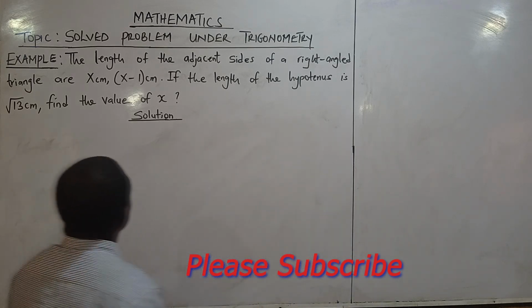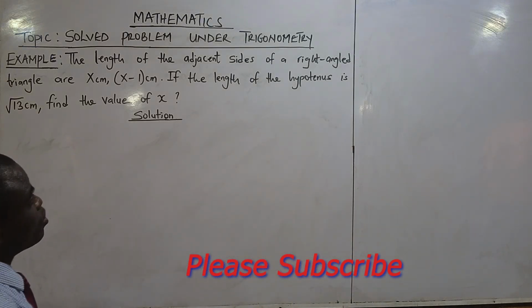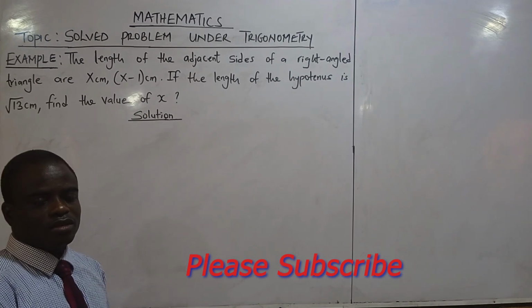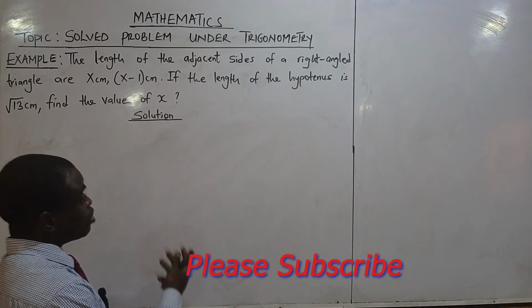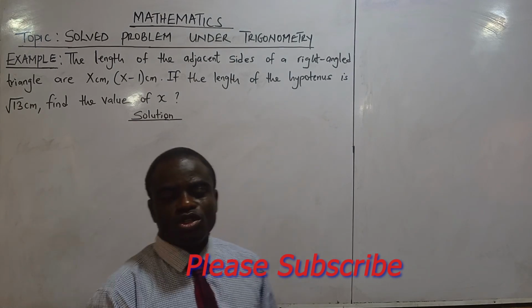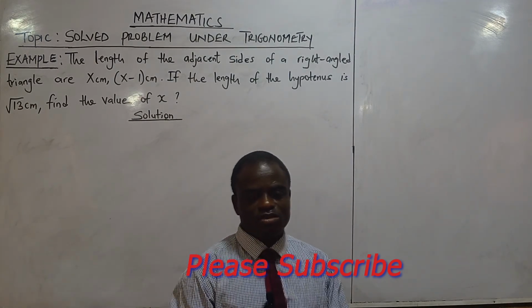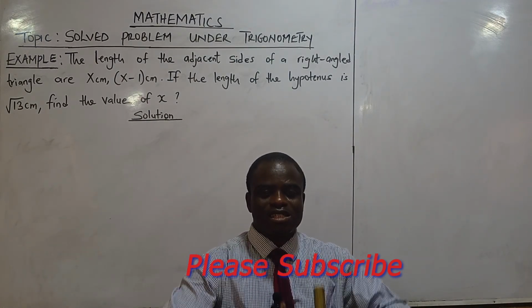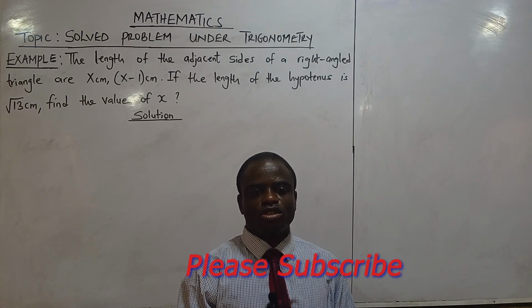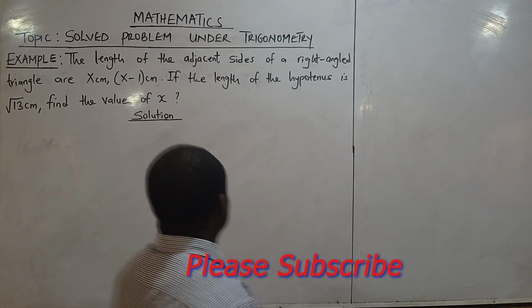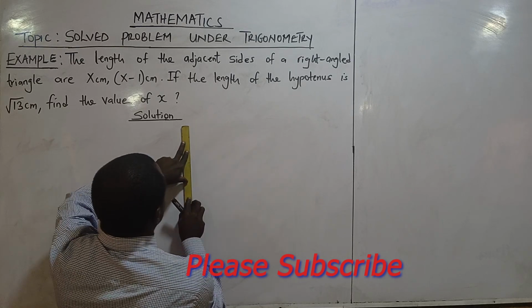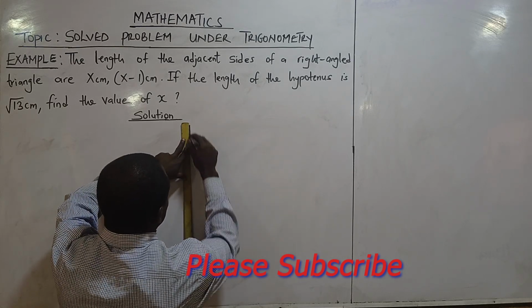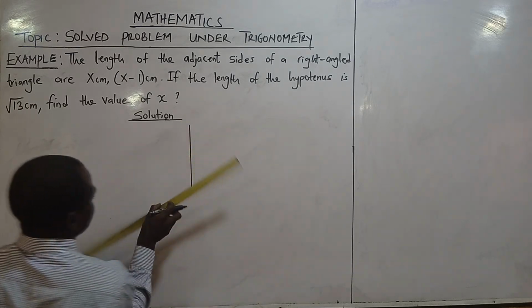Now let's see. The lengths of the adjacent sides of a right angle triangle are x centimeter and x minus 1 centimeter, and if it comes out in objective, you can analyze it with a diagram likewise, so that it can simplify the question you're about to solve. Okay, now let's see how it looks like. Draw the right angle triangle.